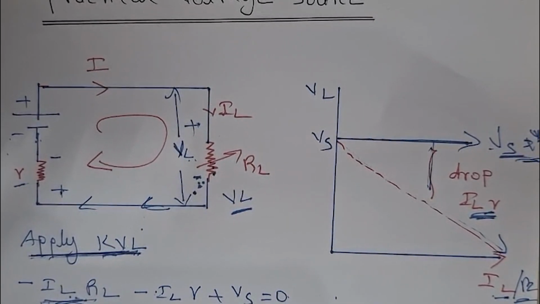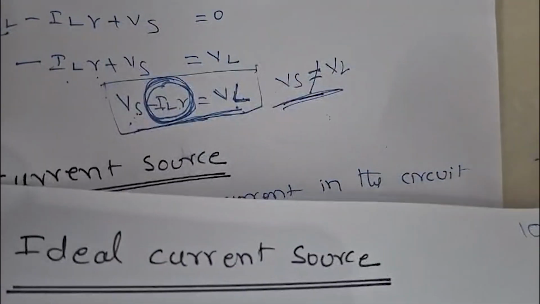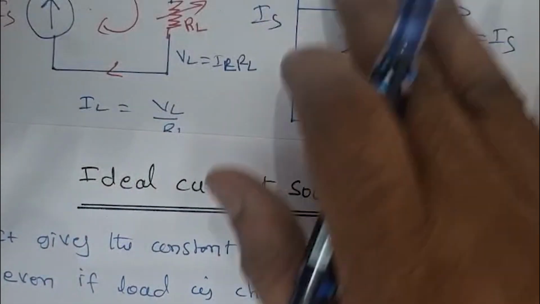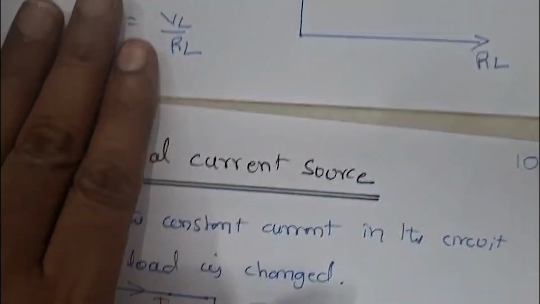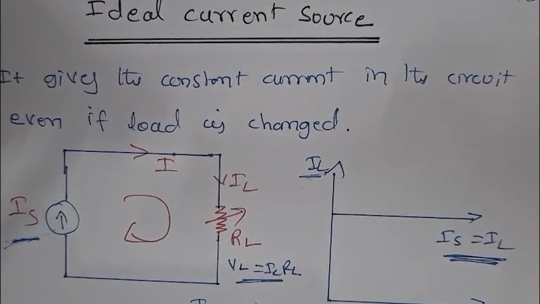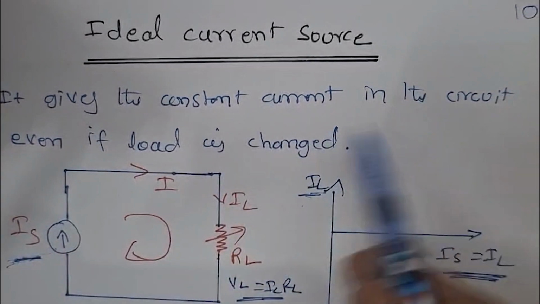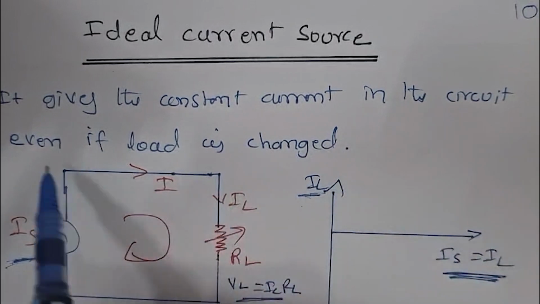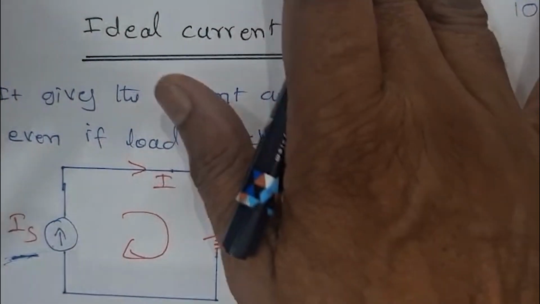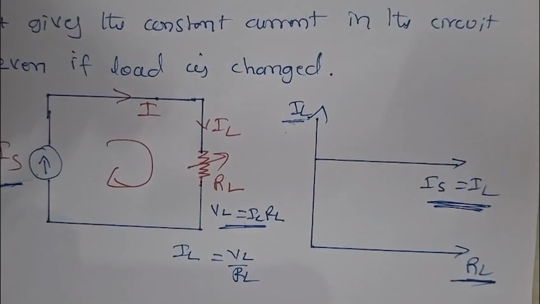Next we'll discuss the ideal current source. What is meant by ideal current source? Just move on. So next, ideal current source. What is ideal? The simple definition is that it gives constant current in the circuit even if the load is changed. So what is it saying? It's saying constant current, irrespective of the load.